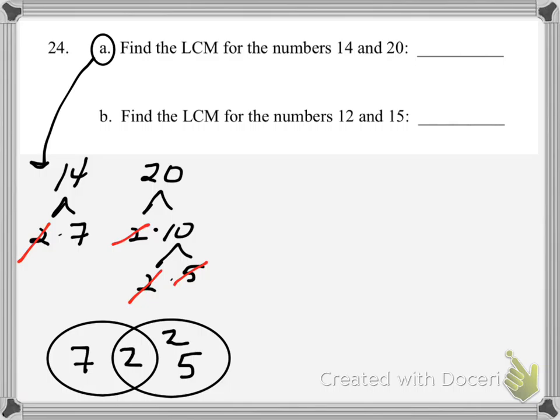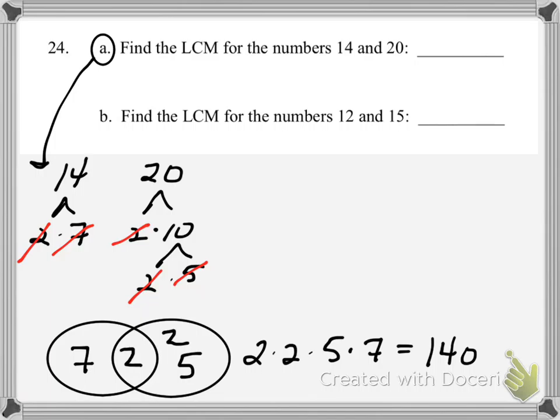And we just multiply all of those numbers together. 2 times 2 times 5 times 7 to get 140. So that's one way we can find that least common multiple. What's the smallest number that both 14 and 20 will go into?